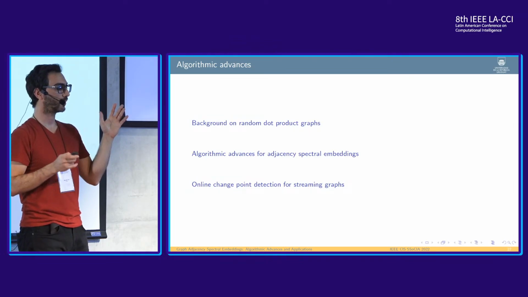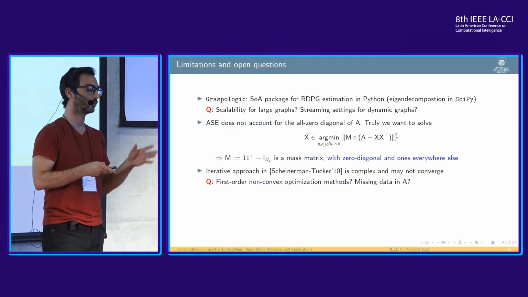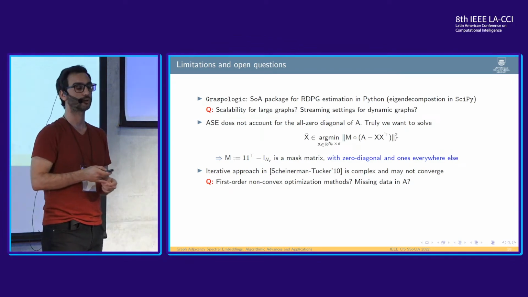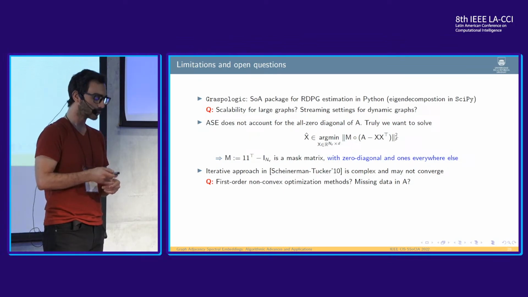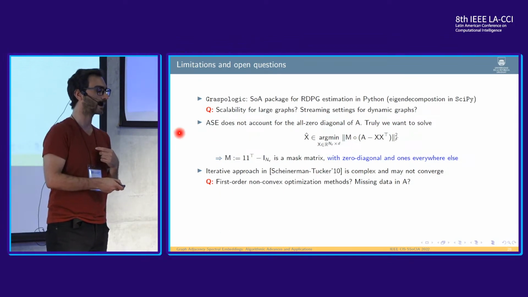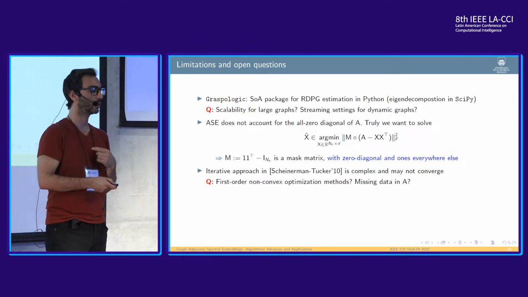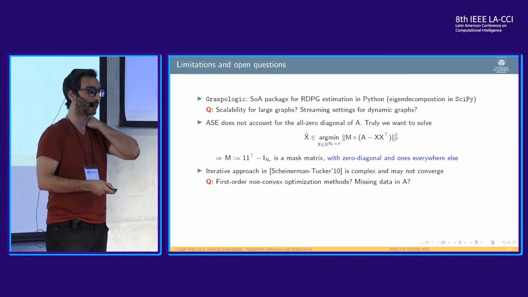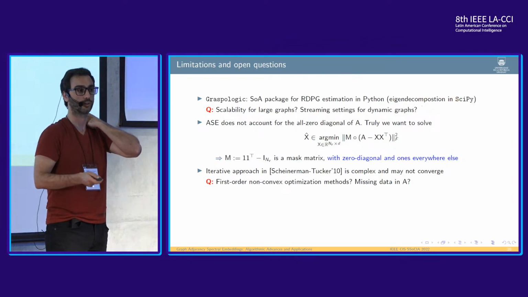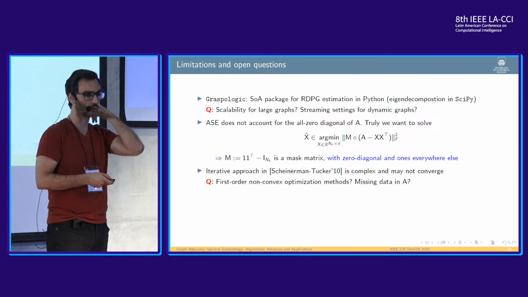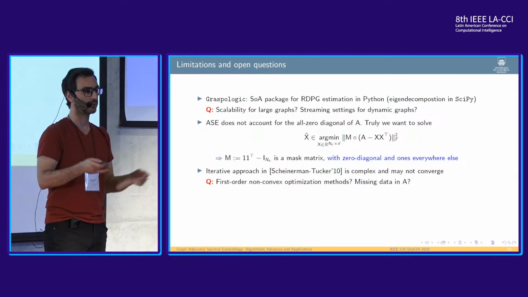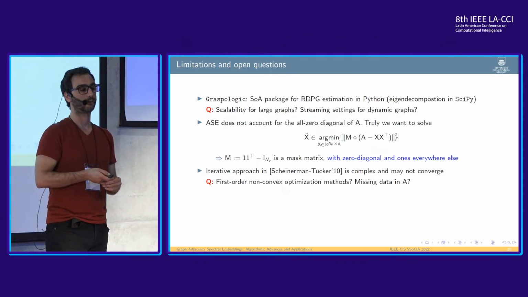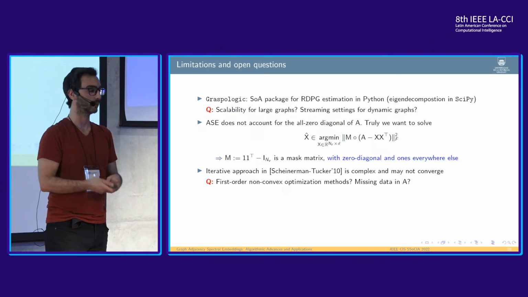So here our goal is to compute the embeddings in a different way that tries to solve these kinds of problems. There is a very nice Python package called Graspologic, which computes the RDPG embeddings, but it is based on the eigendecomposition function in SciPy. So if you take very large graphs, it is very hard to get results in a reasonable time.